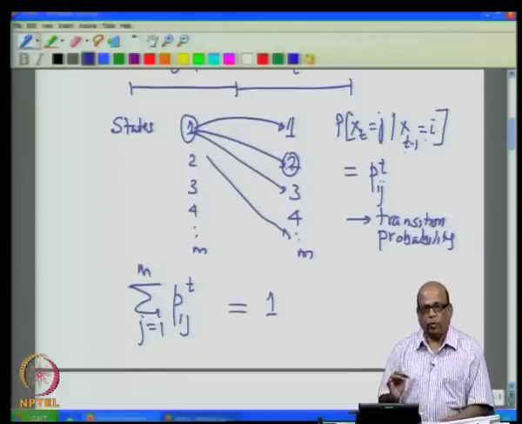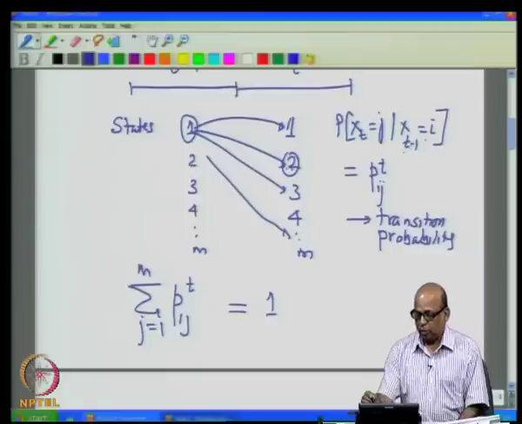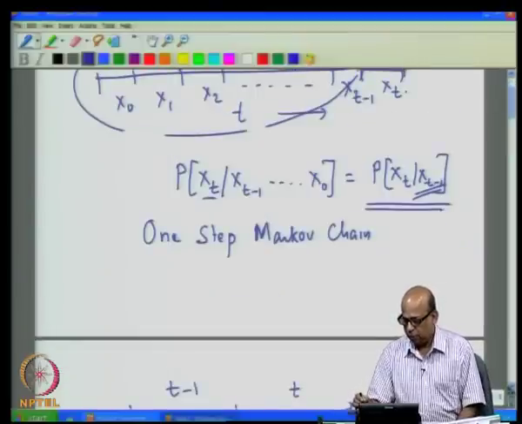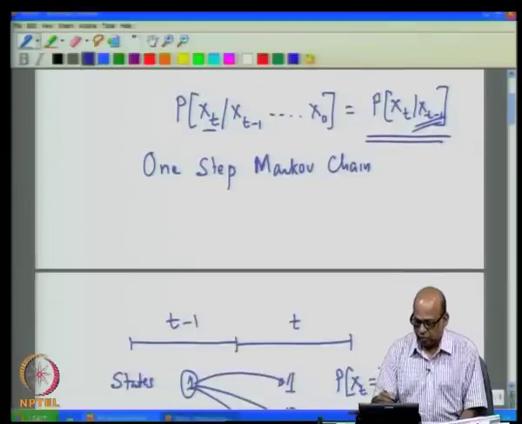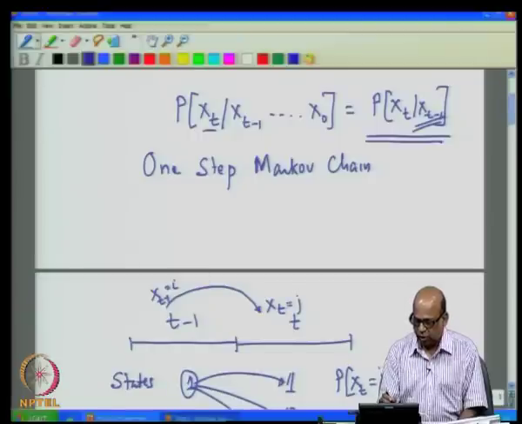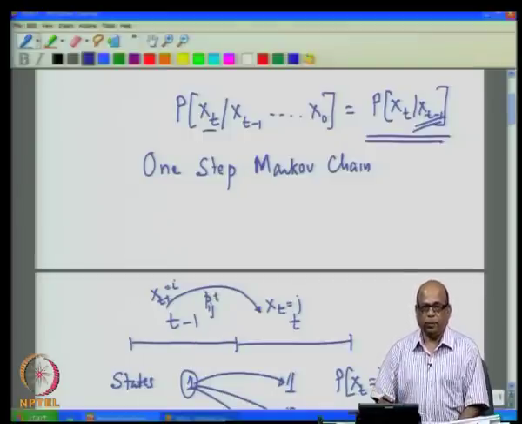So, we have two concepts now. One is the transition probabilities. The transition probabilities indicate the probability of the transition from t minus 1 to t. So, what do I mean by transition? That it was in a particular state, and then it transits from x t minus 1 equal to i to x t equal to j, with a probability of p i j t. This is the transition probability.